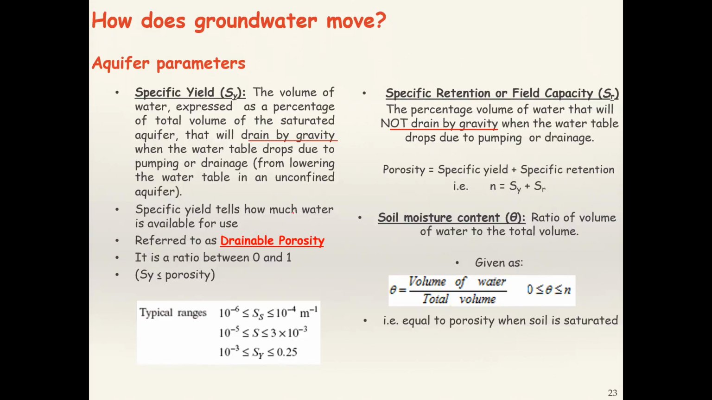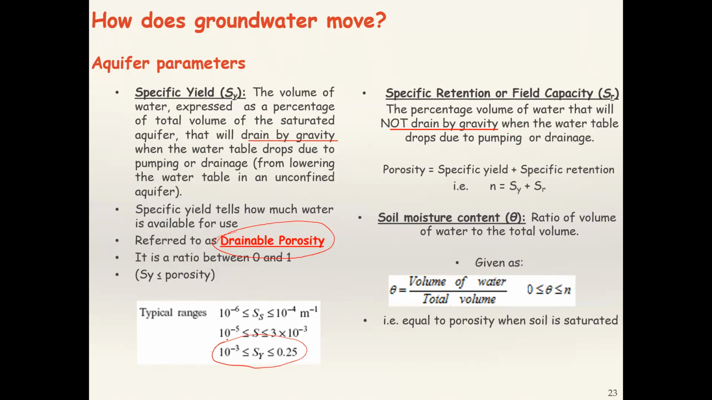Right? So when the water table drops, what happens? Water starts draining down. Therefore, it is also known as the drainable porosity. Theoretically, this drainable porosity should be in between 0 and 1, but it will never reach 1. In general, this specific yield changes like this. When it comes to clay, it is very, very small. But for example, sand and gravel, it can be relatively higher. That is specific yield. Right?